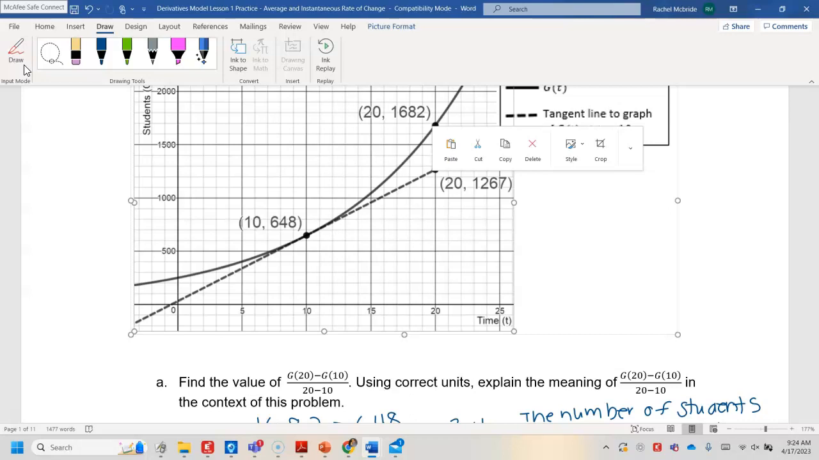So if you want to know the estimated rate of change using that tangent line at 10, 648, we need to use the 20, 1267 to find the slope. Because we know those 2 points are on the tangent line, which means they can give me the approximation of the slope of the tangent.